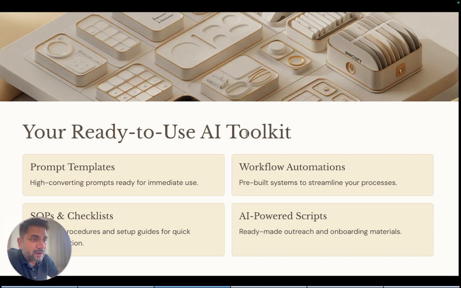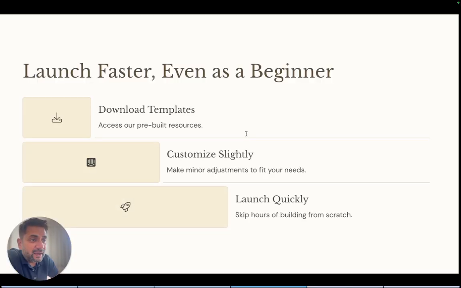So here is how to use the AI toolkit and workflow templates. Download everything first. Find the resources section in the lesson. Grab the zip folder or Google Drive link. You'll find an AI prompt library by category, pre-built workflow diagrams, GHL snapshots for easy import into your account, and SOP documents for each use case.